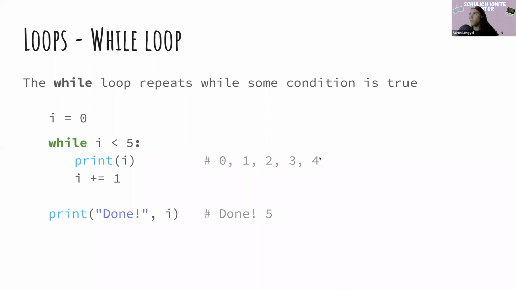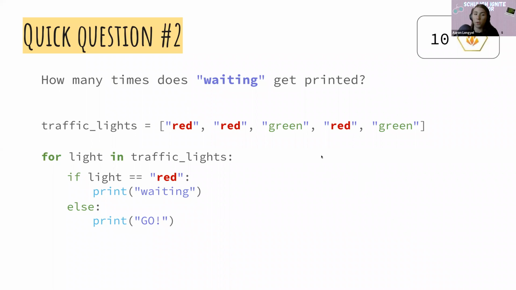So quick question number 2. For another 10 points, how many times does waiting get printed? So we have our traffic lights: red, red, green, red, green. And for every light in our traffic lights, if it's red, wait, otherwise we go. So let's think.